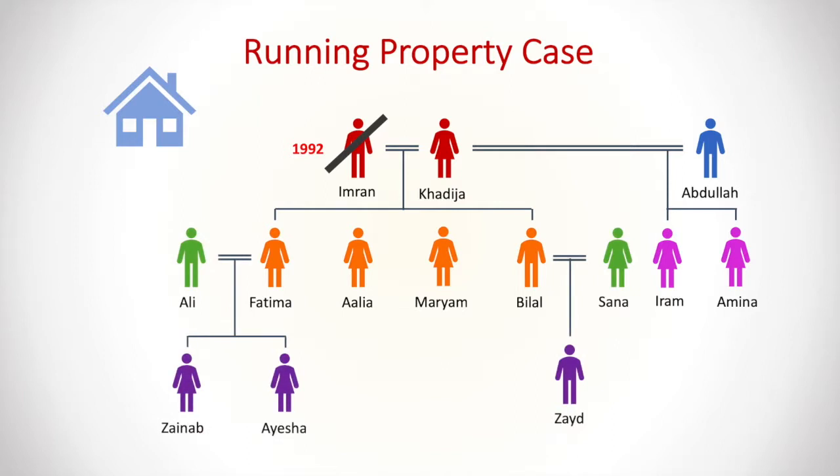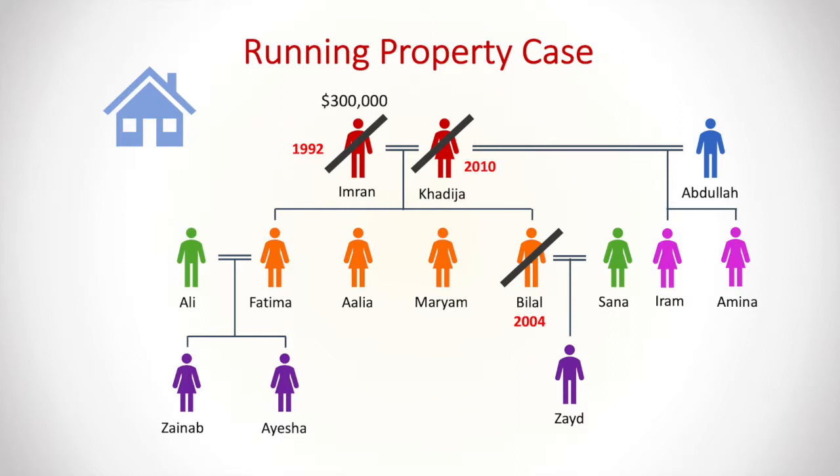Bilal got married to Sana and had a son, Zaid, and Fatima got married to Ali and had two children, Zainab and Aisha. A few years later, in 2004, Bilal died. The property has not been distributed yet, and then Khadija died in 2010. Now the family realizes after many years that they need to distribute this property because people are asking for their shares, and they have also realized that this is an important step that they have missed in their religion.